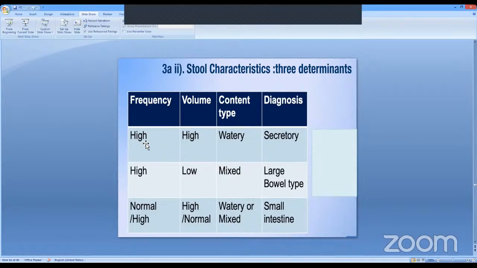If the frequency is high, volume is high, and content is watery, definitely it is a secretory diarrhea. If the frequency is high, volume is low, and content is mixed, definitely it is a large bowel diarrhea. If the frequency is normal or high, volume is high or normal, and content is watery or mixed, definitely it is the small intestine. One point to think about: if the volume is very high, mostly the site of disease is the small intestine, because the maximum amount of water is absorbed from the small intestine. If the small intestine is normal, water will be absorbed and stool will become less. So in large intestine diarrhea, the volume will always be less.